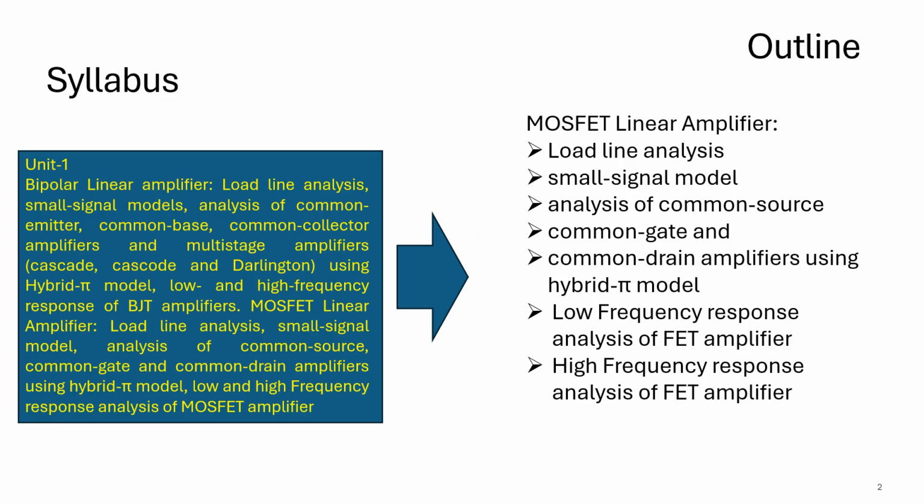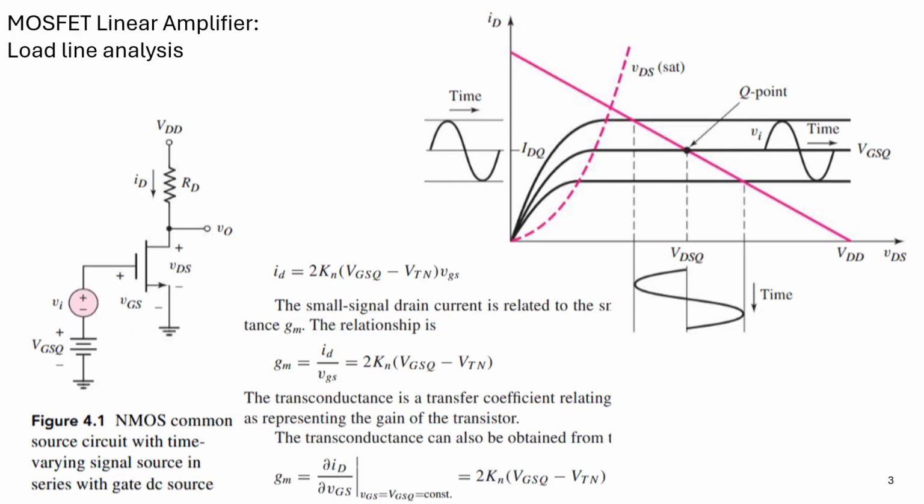So here is the outline of this session. We'll see the MOSFET linear amplifier, load line analysis, a small signal model, analysis of common source, common gate and common drain amplifier using the hybrid pi model, followed by the low frequency and high frequency response of the MOSFET amplifier. So let's start.